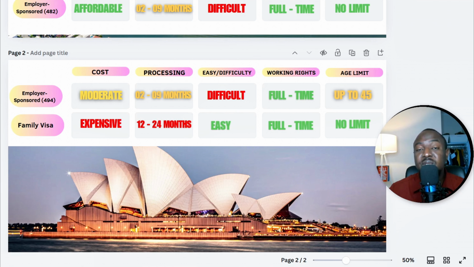It's in two stages. Most are mostly in two stages. Either you're coming as a permanent resident or as a temporary resident first, then you transition to a permanent resident. Working rights, you have full-time working rights. Age limit, there is no age limit for these visas. So the family visa is also very attractive if, of course, you are in a relationship with an Australian permanent resident or citizen. So that's all for today, guys.